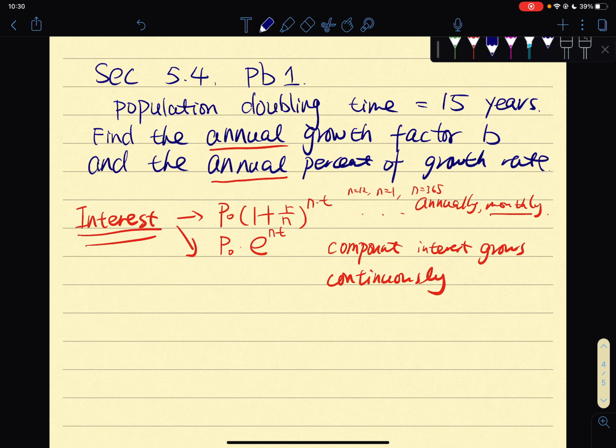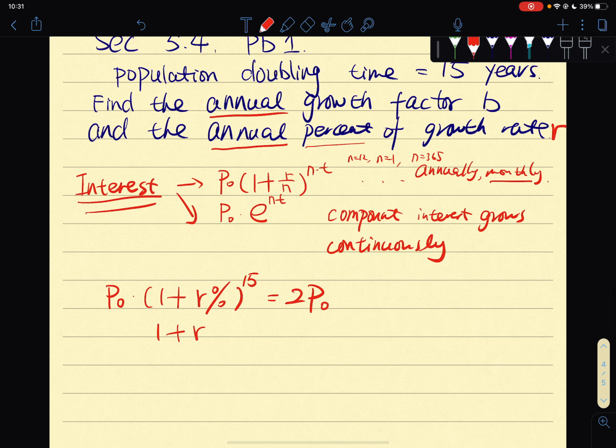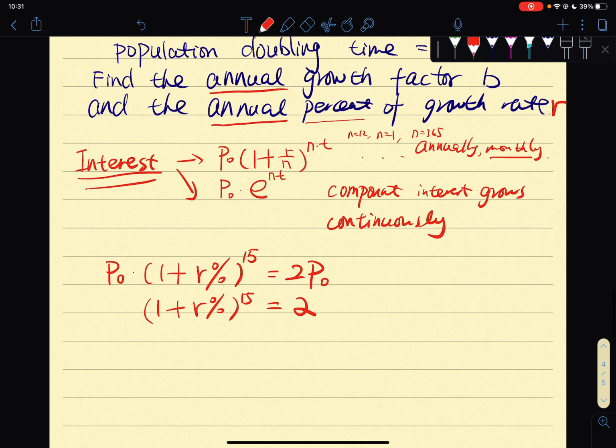So let's go ahead and discuss my problem here. I have my initial population, whatever that is, multiplied by 1 plus, how much do I grow per year? Well, my annual growth percentage is going to be r%, right? And how many years do I have to wait? I have to wait 15 years in order to generate doubling of my population. Therefore, my problem is (1 plus r%) to the 15th is 2. So how do I solve this? This is a problem where I want to look for the base.